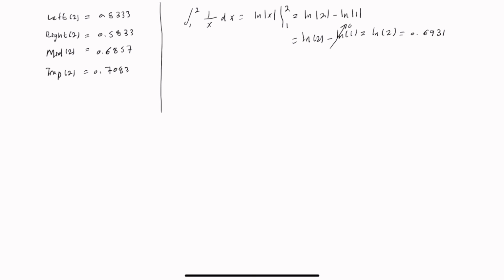Now, let's compare our estimations on the left to the actual value of the area on the right. Note in here that the closest ones are going to be mid of 2 and trap of 2. However, the closest one is going to be mid of 2. This is the closest to the actual value of the area.